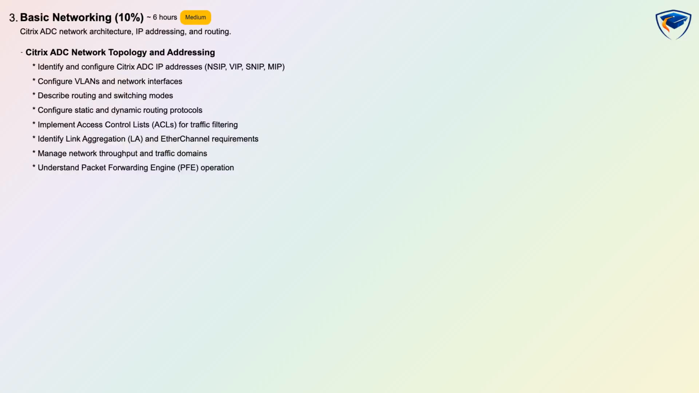Basic networking is 10% and covers Citrix ADC network architecture, IP addressing, and routing. Difficulty is medium, estimated learning time is 6 hours, and assessment is conceptual plus scenario-based. You will identify and configure NSIP, VIP, SNIP, and MIP, manage VLANs and interfaces, understand routing and switching modes, implement static and dynamic routing, use ACLs for filtering, and review link aggregation and PFE operation.